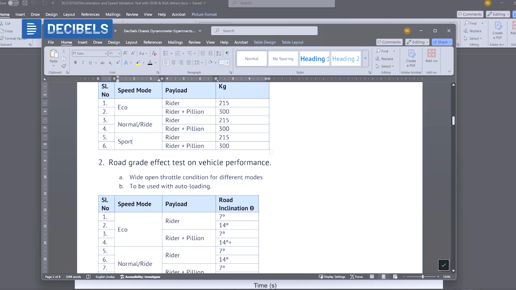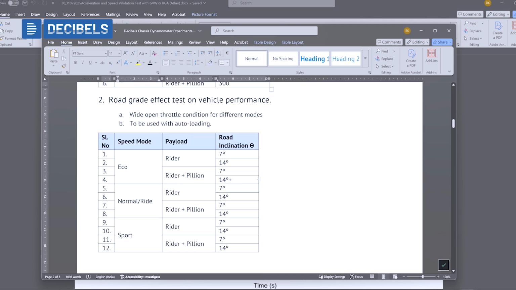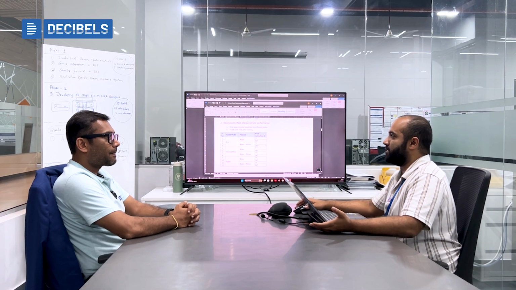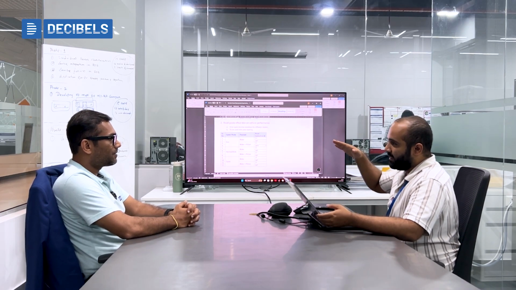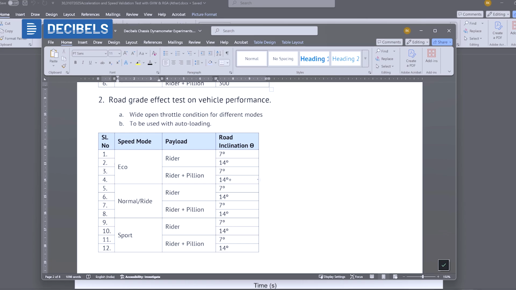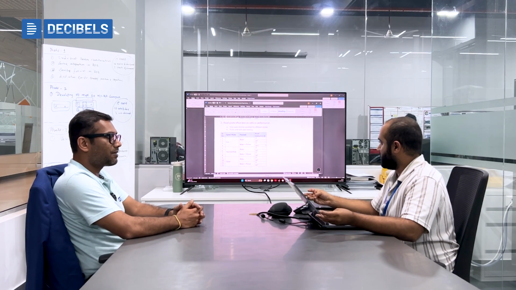So then we come to the road grade test. That is, what is the effect of the road grade? Suppose you consider the flat road as 0 degree of road grade, and a slightly inclined plane of around 7 degrees, and also 14 degrees. That is the worst case. Usually they do it for all the regulatory compliance tests.